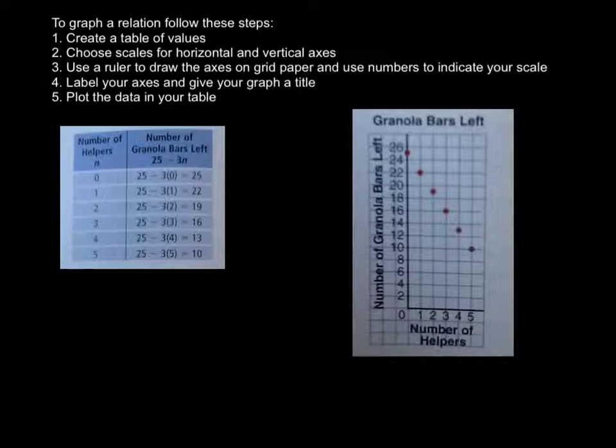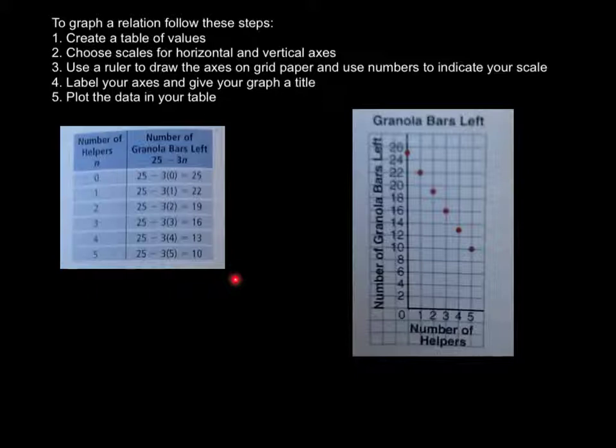So I've pulled an example from our textbook. I'm on page 32 to really highlight for us these 5 steps that you need to take to graph a relation. I didn't really think it was necessary to go over how to create a table of values because we've done that in previous lessons with our input-output tables. So I've just pulled these ones straight from the textbook.